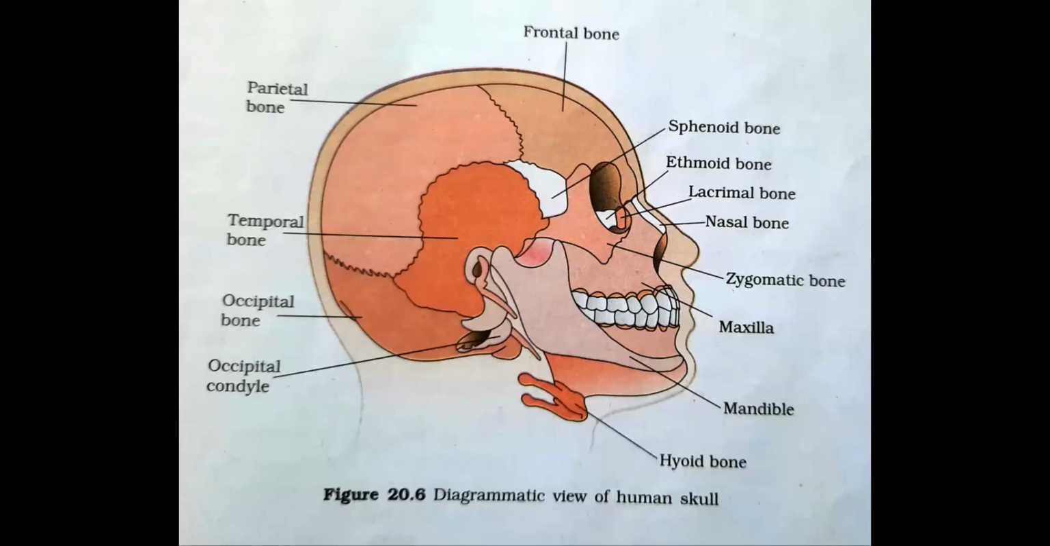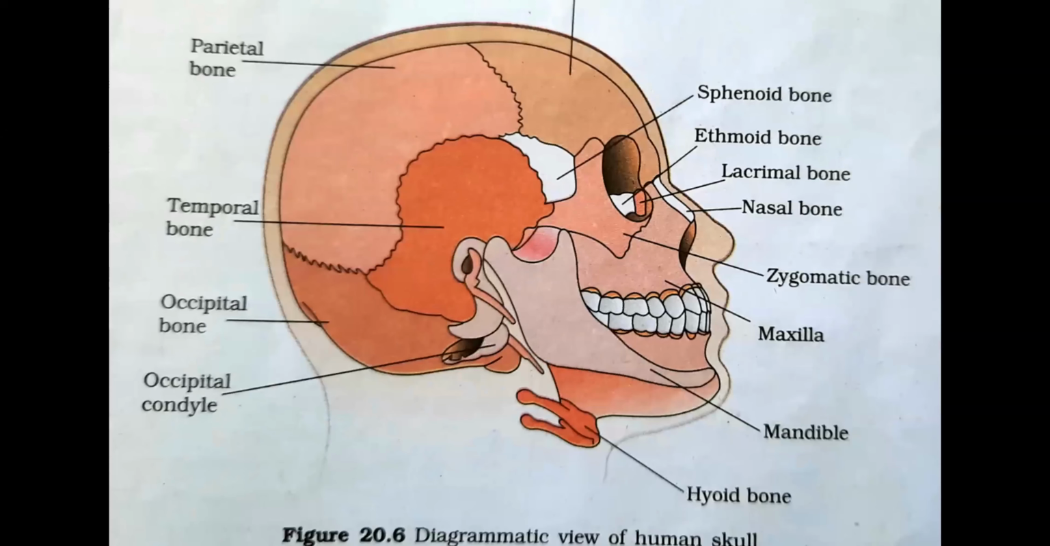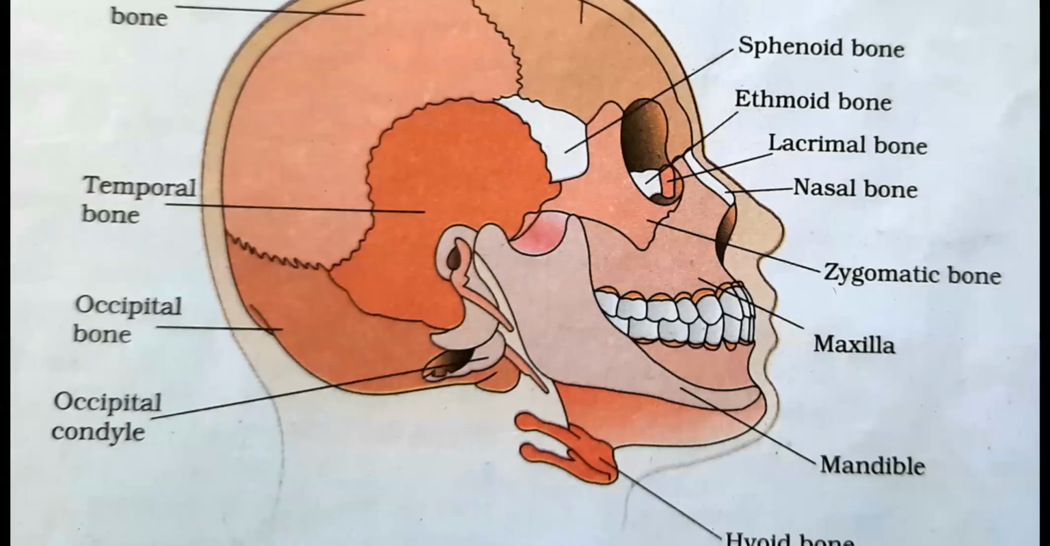Now, other than this cranial bones, which protect the brain, forming brain box, the other part of the skull, if you see, that is constituting our face. Our face is constituted over here. Look at the bones which are included in the list of facial bones. First of all, facial bones, they are 14. Altogether, they are 14.